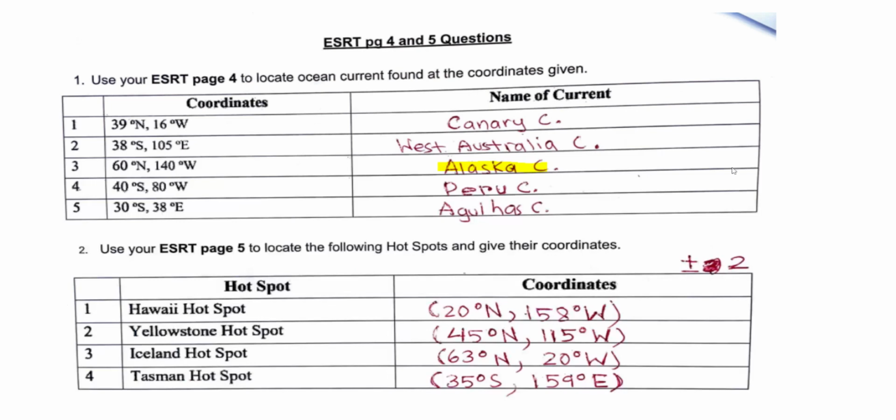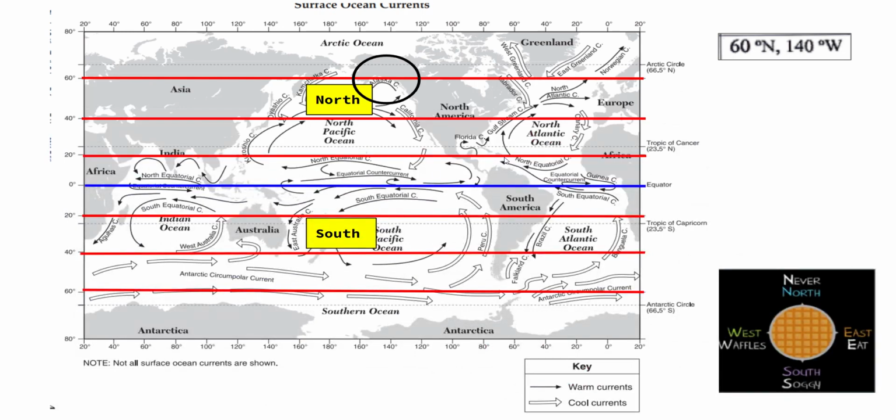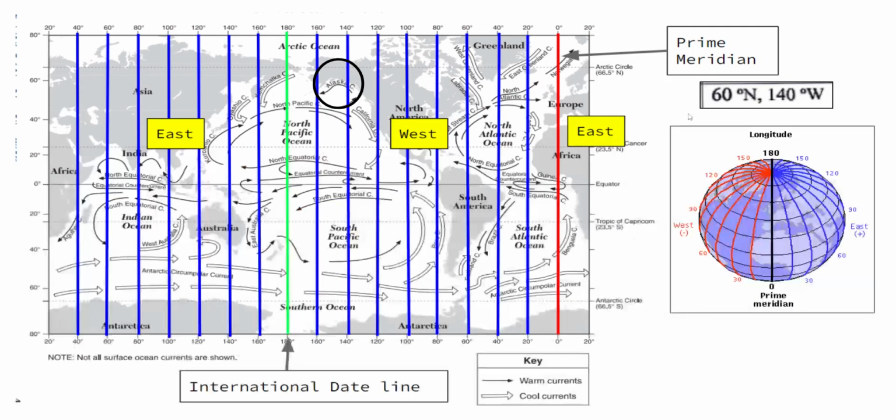Next is Alaska Sea, number 3. Alaska Sea's latitude, horizontal line, is 60 degrees north of the equator. So here's the equator. Alaska Sea is around 60 degrees north of the equator. And it's also 140 degrees west of the prime meridian. Here's the prime meridian. Alaska Sea is around 140 degrees west of the prime meridian.